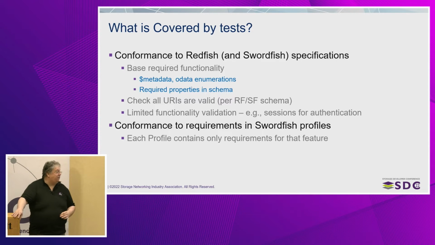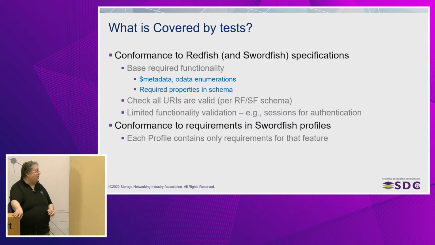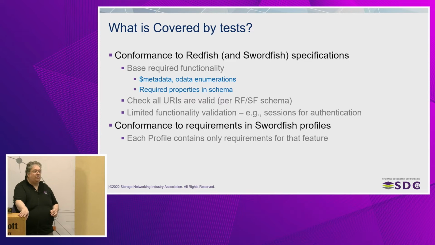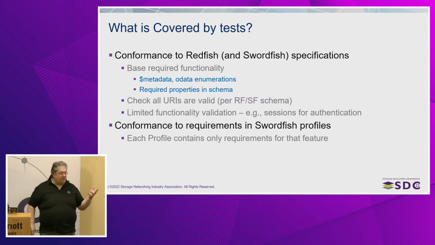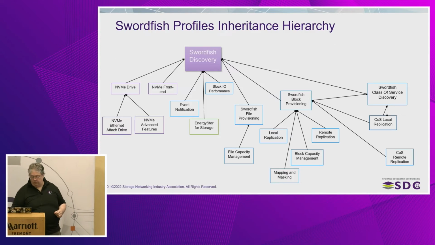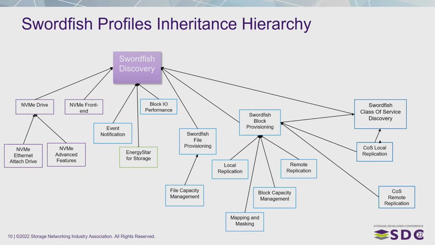And again, the conformance testing is going to test against profiles as well. So you don't have to test against every profile, you just test against the profile you want to. And there's inherency. So the first profile you want to be able to test against is discovery.